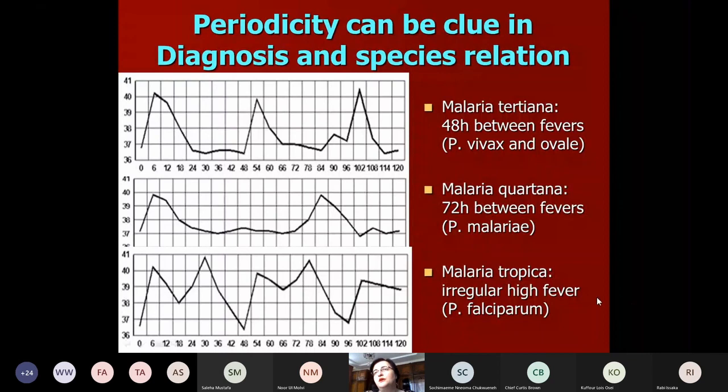And malaria tropica, or malignant malaria, or Plasmodium falciparum malaria, as a rule can have 24 hours of periodicity, but will be irregular with high fever. That's why it's malignant malaria, without any periodicity.